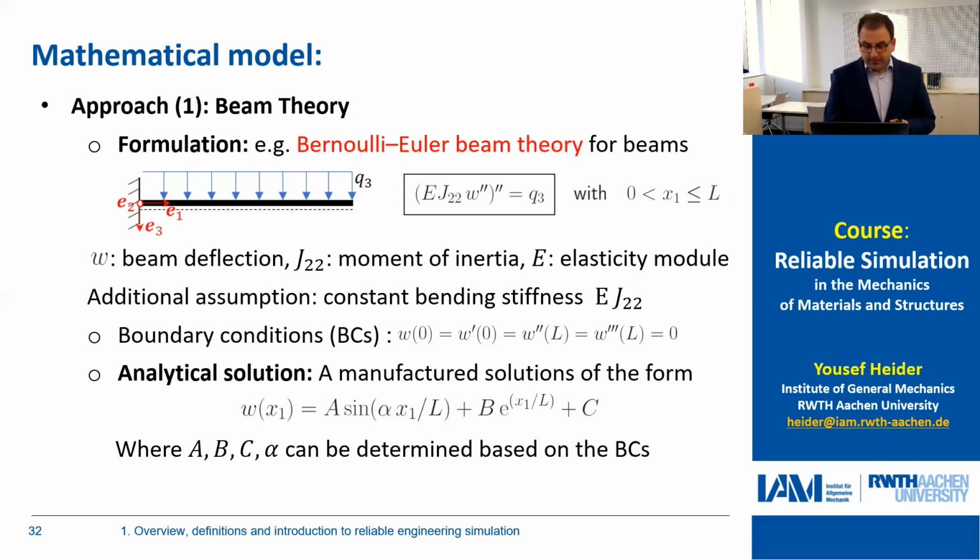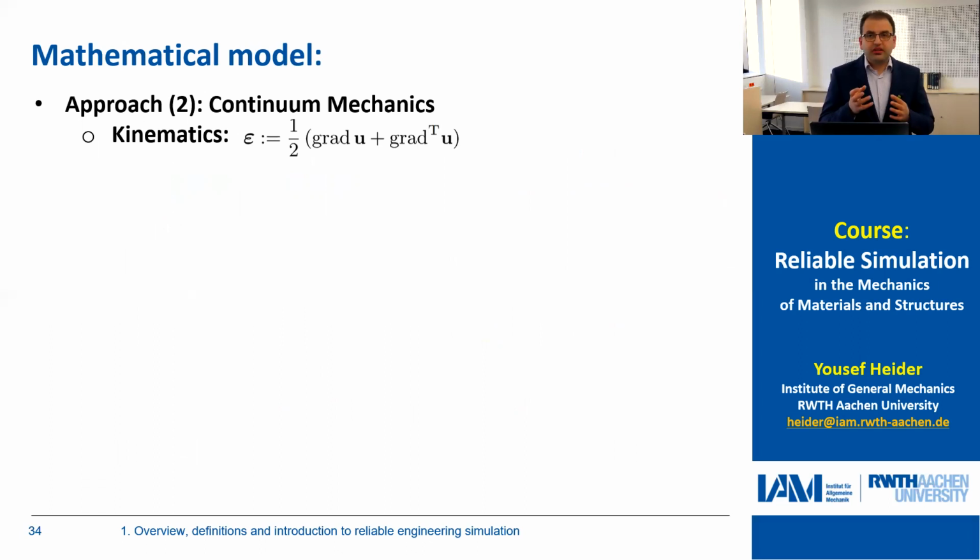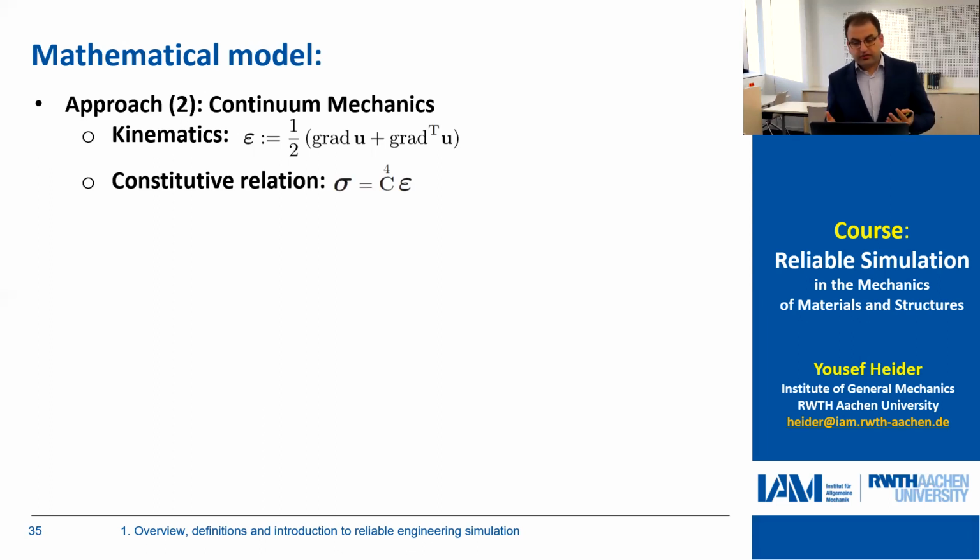This is one possibility. And if you want to go to another approach, for instance, continuum mechanics, then you can describe the material behavior at each material point. This would be the kinematics, which is the relationship between the strain and the deformation. And here I'm choosing a simple expression, which is a linear strain tensor. And then we have the constitutive relation, between the stress and the strain. And we have C4, which is the elasticity tensor.